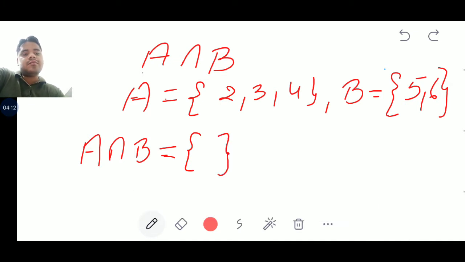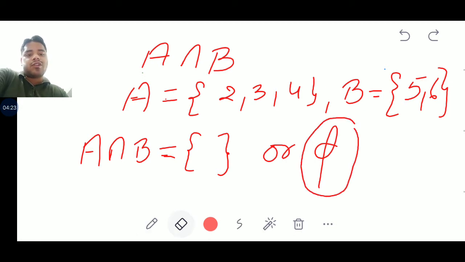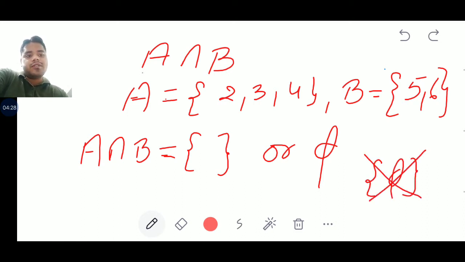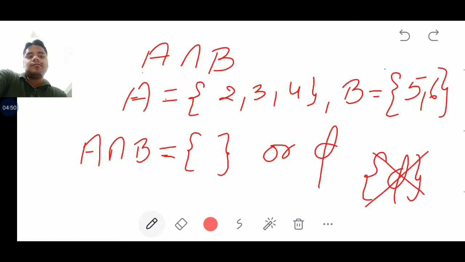Let it be as it is, or you can simply write this. If you are writing the value 5, don't use curly brackets around that. It should not be like this. This is wrong. Are you getting what I am saying? Don't use curly brackets around the 5. If you are writing this, this is wrong. This is right.